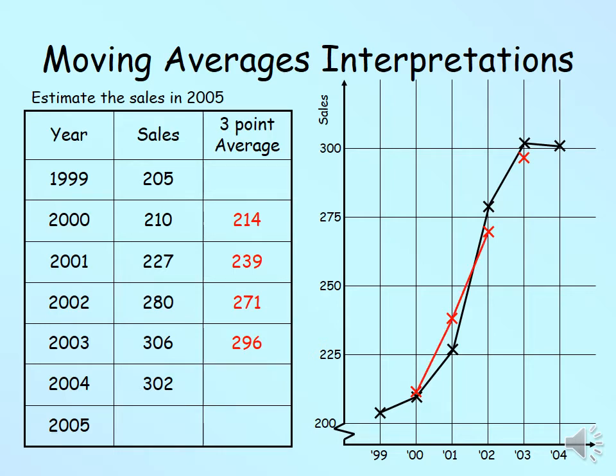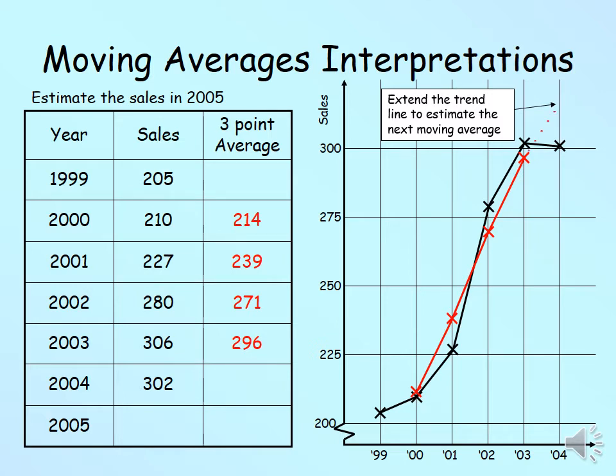So what we need to do is to extend the line and estimate the next moving average. Okay, so we're just going to follow the trend, and that is the point that we're going to stop, because if we carried on the red line, that is where it would hit. Okay, and we need to estimate from that what it is. Okay, and my estimation is that that is 315.